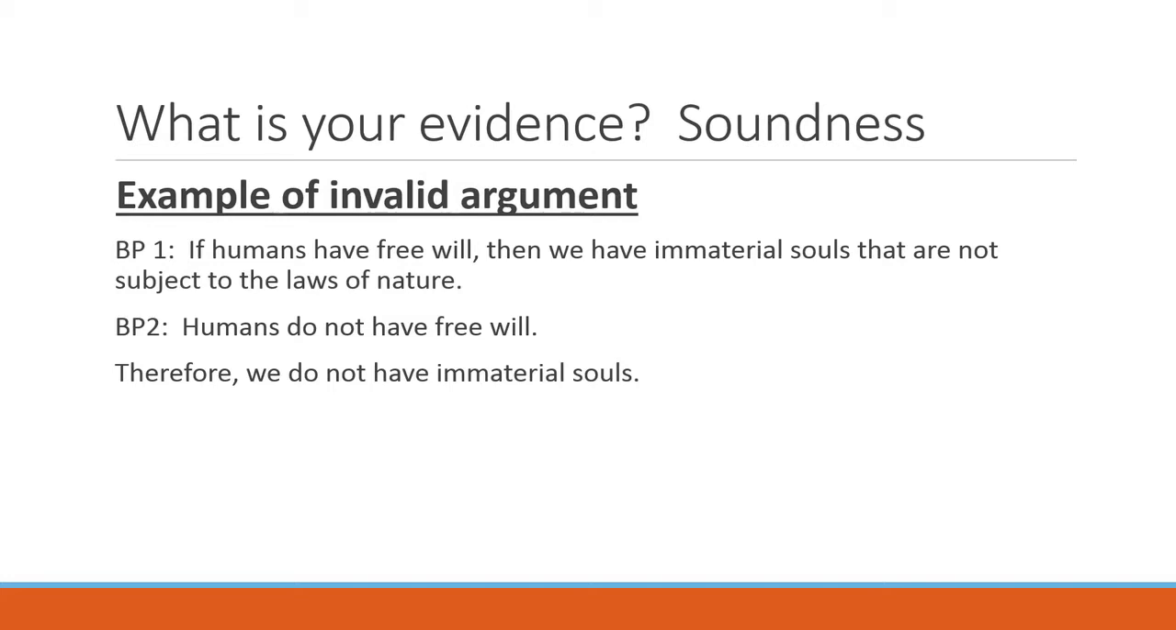Even if it were true that having free will requires us to have an immaterial soul, premise 1, and even if it were true that we do not have free will, it doesn't follow that we don't have immaterial souls. Maybe we still have immaterial souls, but they just don't have free will. They're determined by God. So the conclusion does not follow from the premises, because even if we accept the premises as true, that conclusion could still turn out to be false.